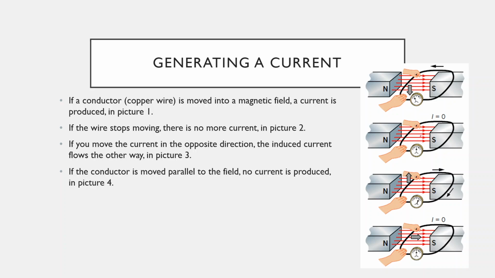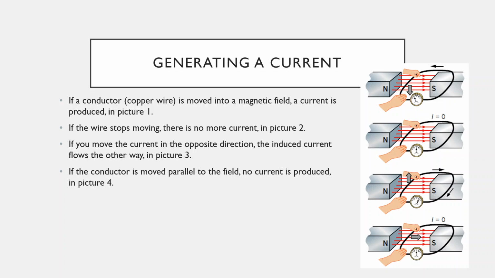And if you drag it in the opposite direction through the magnetic field in this third picture, the current gets induced the other way. Initially it was going anti-clockwise through this copper loop, and now if you drag it the other way, it goes clockwise. So that's interesting. The direction or the way in which the magnetic field changes somehow determines the direction of the current.